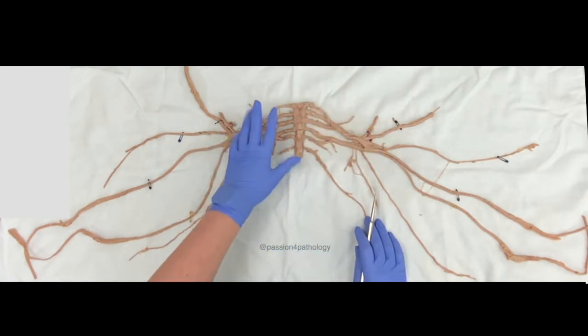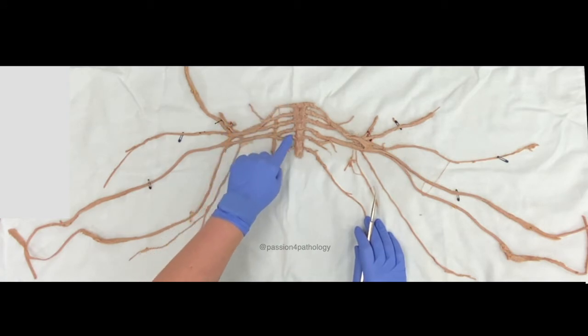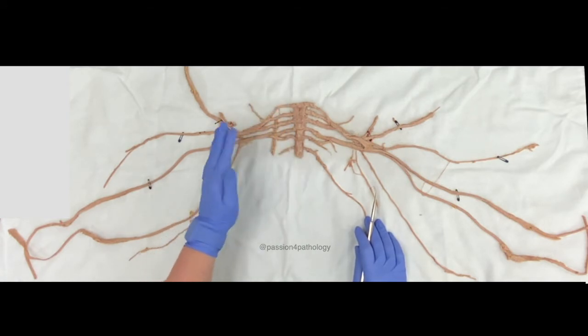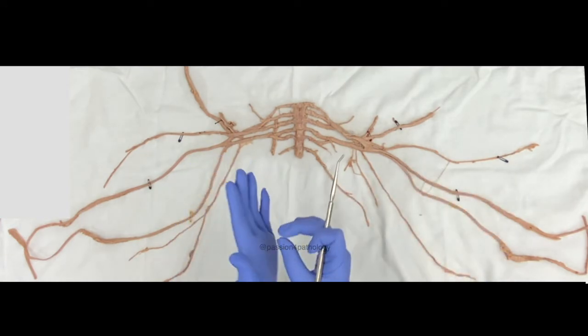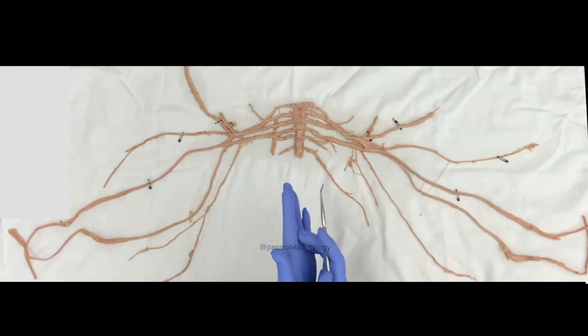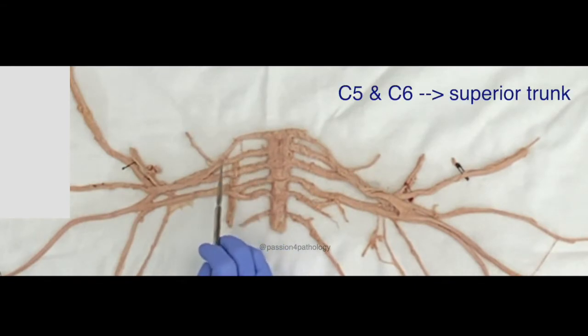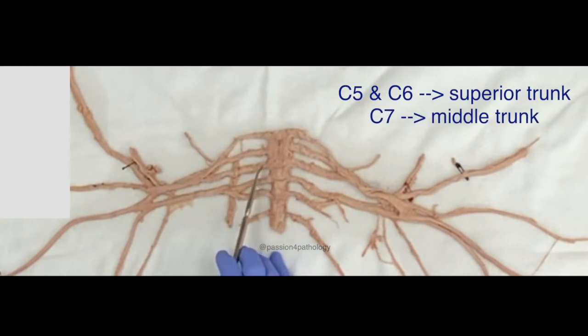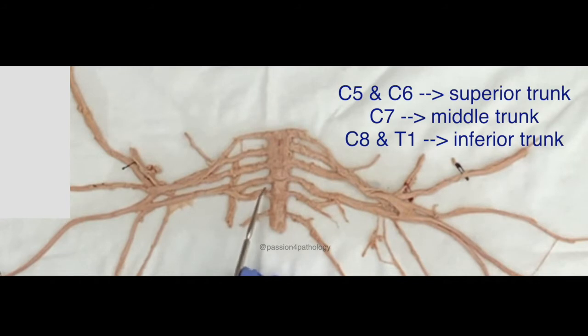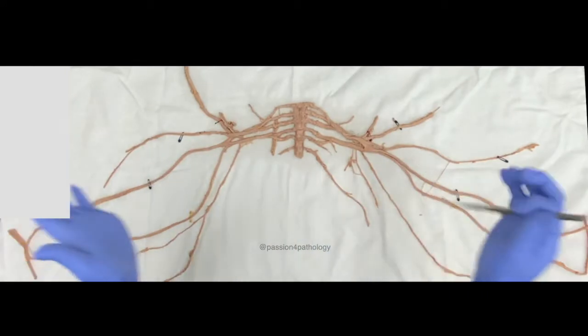Starting with our roots, remember those are going to be your ventral rami of C5 to T1. Then certain roots are going to join or continue on to form your trunks. Here you can see the ventral ramus of C5 and C6 are going to join to form your upper, or superior, trunk. C7 here is basically going to continue as your middle trunk. And then C8 and T1, the ventral rami of those, are going to join to form your lower, or inferior, trunk. Okay, so we're having joining.